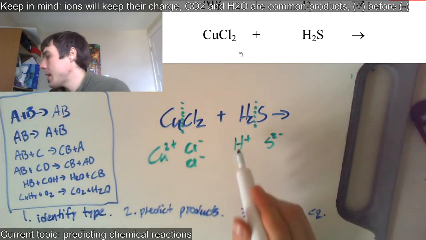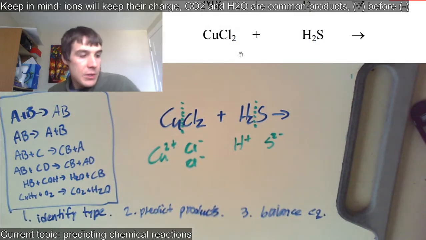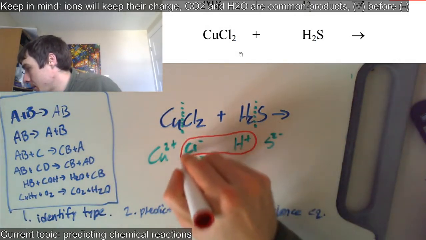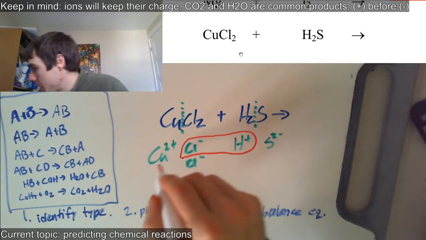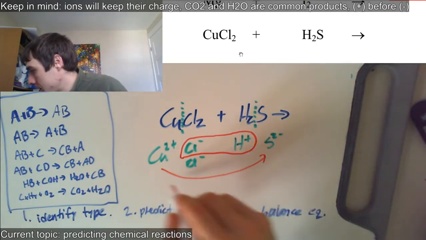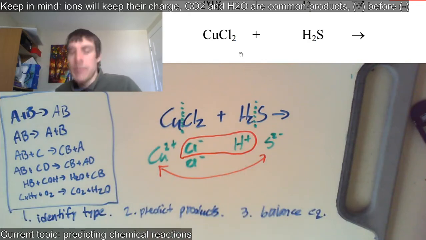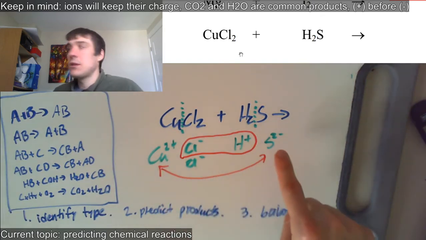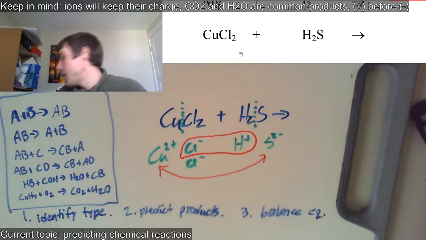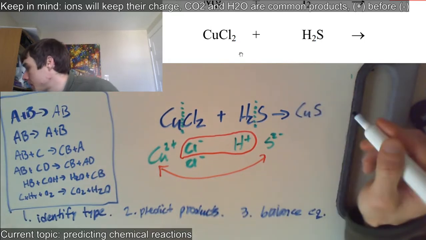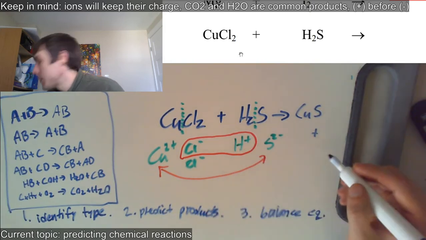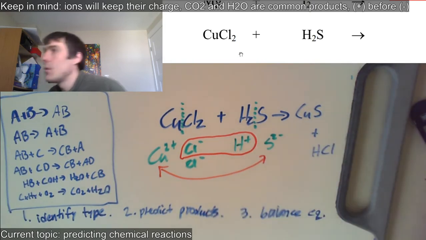So what we're going to have is the hydrogen is going to get with the chlorine 1-to-1, and the copper is going to get with the sulfide. So what we predict afterwards is, well, copper is 2+, sulfide is 2-, so we get CuS, copper sulfide, plus the hydrogen gets the chlorine, which is just HCl. It's just a 1-to-1 ratio.